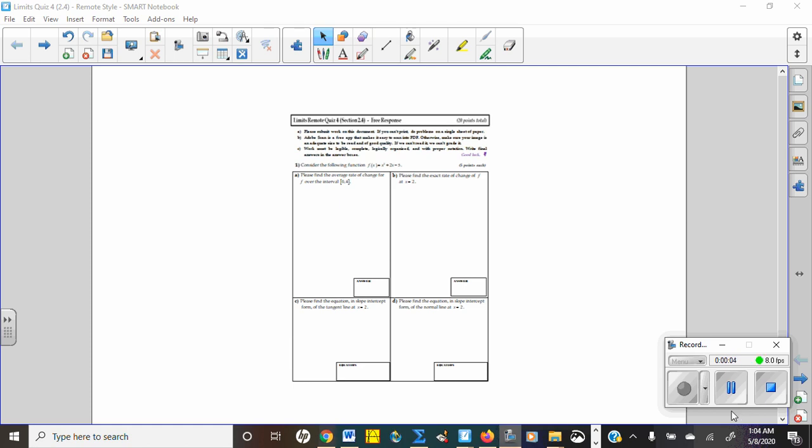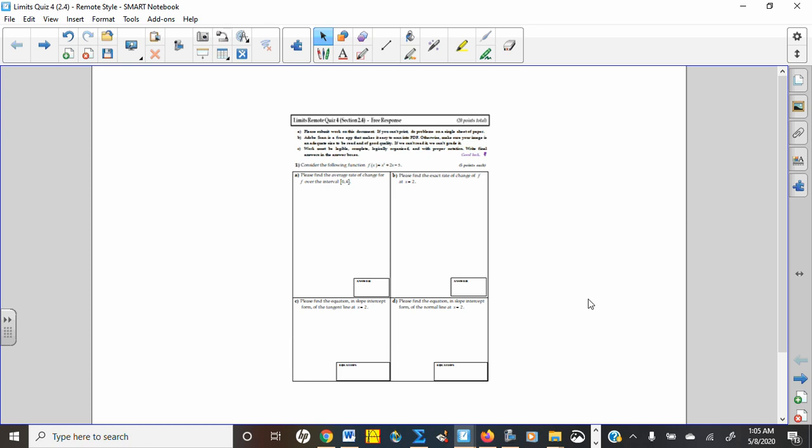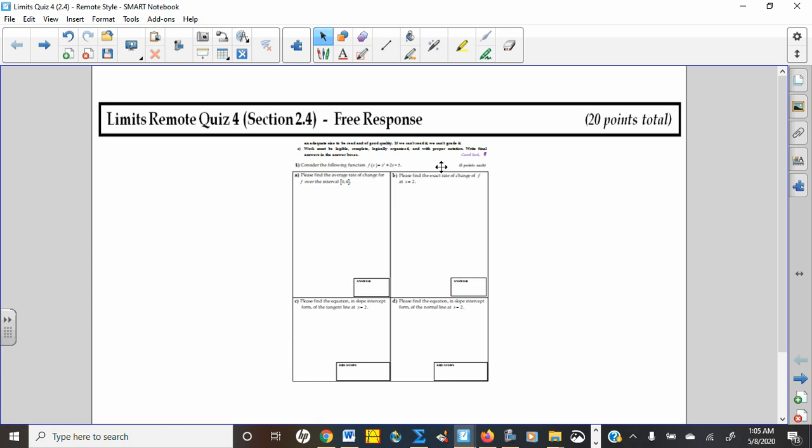All right, this is a quick look at Limits Quiz number 4 over section 2.4, rates of change. It was very brief. In fact, it was just one problem with 4 parts, just to cover average rate of change, instantaneous rate of change, and what you can do with tangent slopes once you have them. Let's take a quick look at these short but sweet quiz limits number 4.